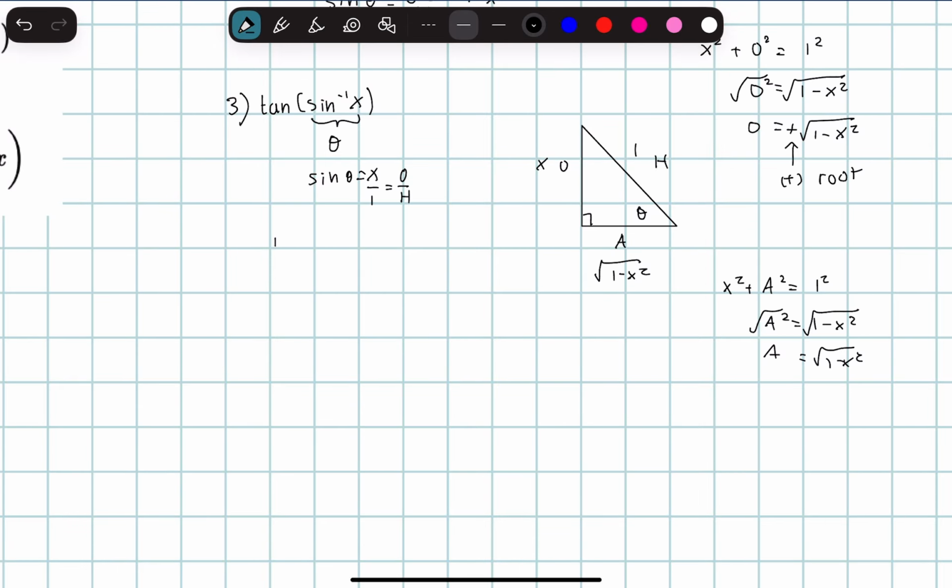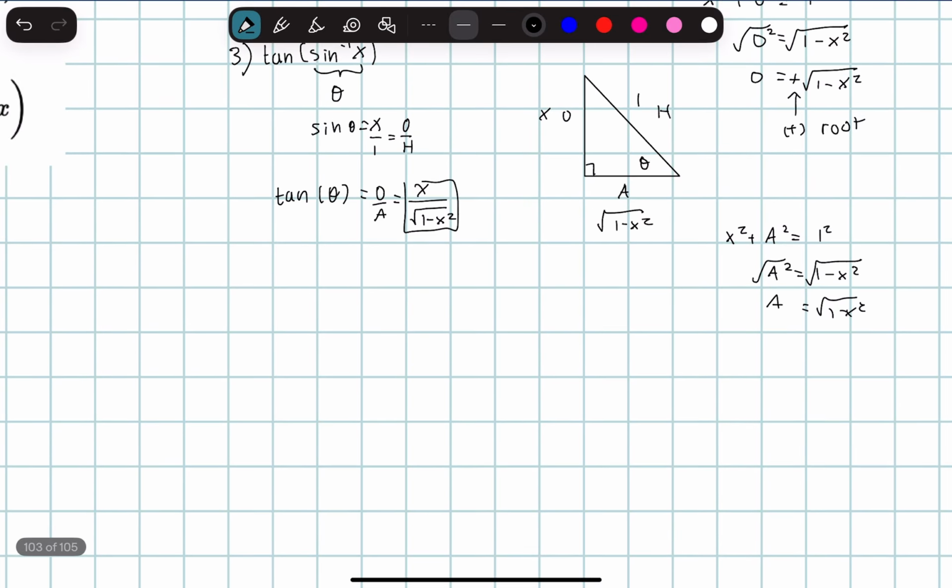You're going to have to compute tangent of theta. Now, what is that? It's equal to opposite over adjacent. Now, that's the opposite side, that's just x. And that's the square root of 1 minus x squared. You could rationalize it, but we don't feel like doing that right now. So we're not going to rationalize it. Okay, I have not been boxing the answers, but it's okay. Now, let's move on to the next one.